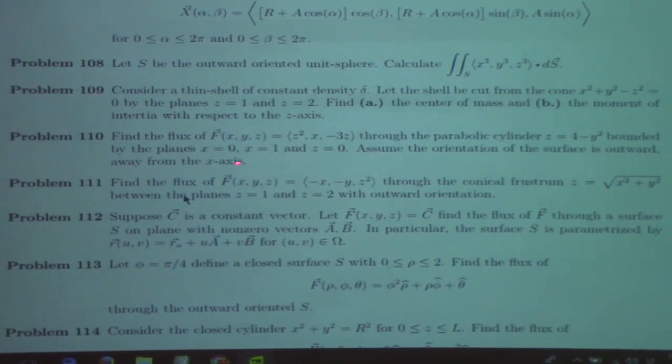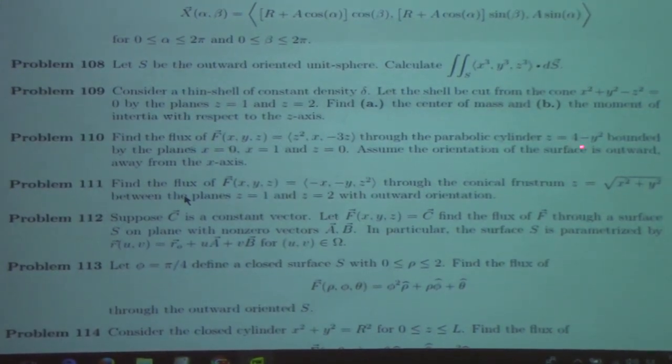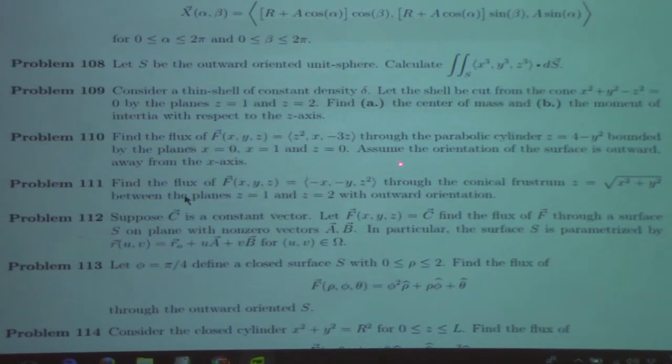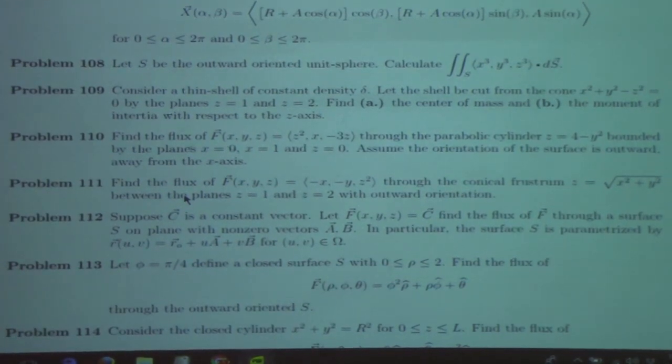Find the flux of this thing through the parabolic cylinder, bounded by this, this, and this. I don't think we have any cut and dried formulas for here. You're just going to have to work through it. You have to parameterize the cylinder and work it out. How would you parameterize the cylinder? What would be a good parameterization for the cylinder? May I recommend? Parameters, what?